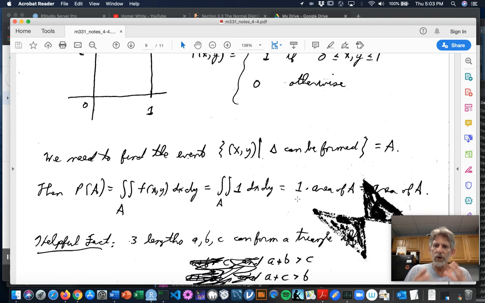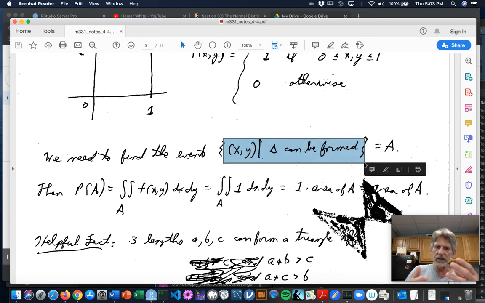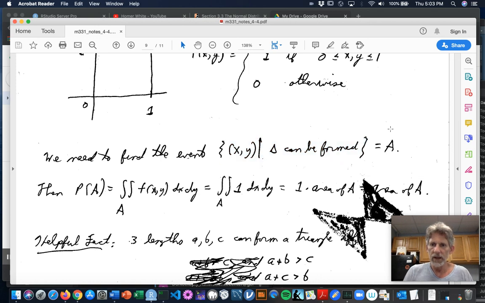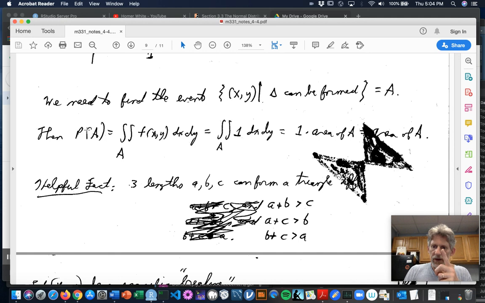Now, we want to find the chance of a triangle. So what we need to do is to represent the event that you get a triangle somehow more formally as a subset of this square. So it's a set of ordered pairs in this square. I'm going to call it A for short. And once we find that subset, the probability of landing in the subset would be the integral over that subset of the PDF.